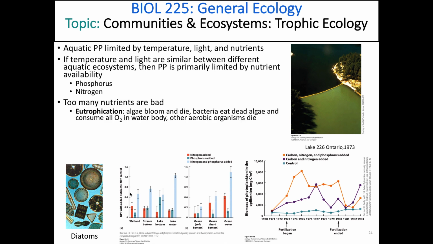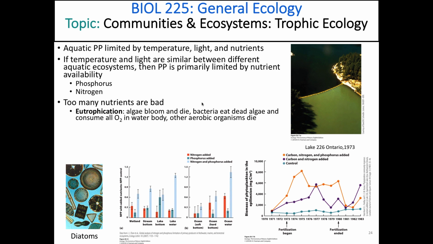Too many nutrients are bad. This is how we end up with eutrophication. So eutrophication is a process where you have an algal bloom. The added nutrients cause the algae to completely take over, and so the lake turns green, kind of like this lake over here. And this is really bad because then what happens is the algae, while they're alive, are producing lots of oxygen, but because there's so many of them, they're dying at a really high rate.